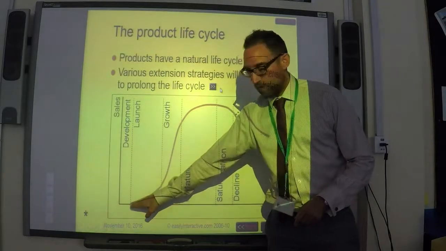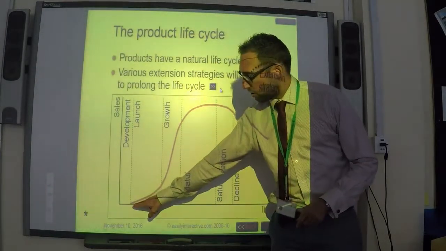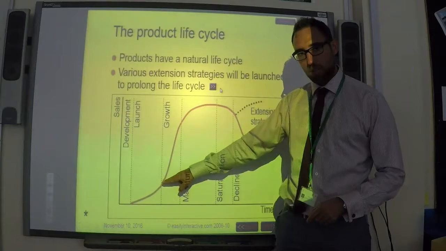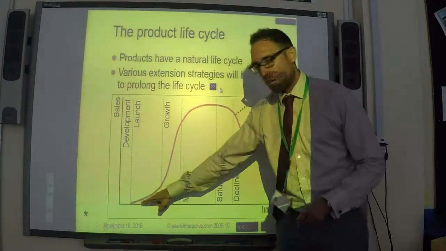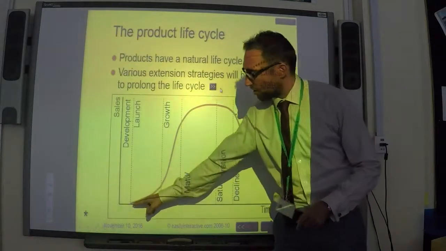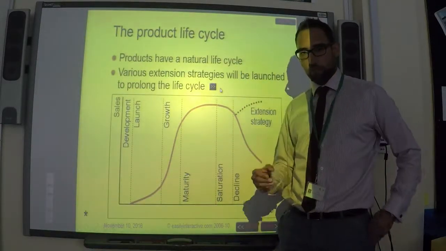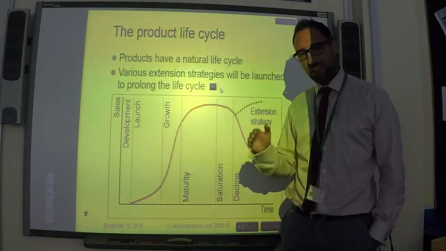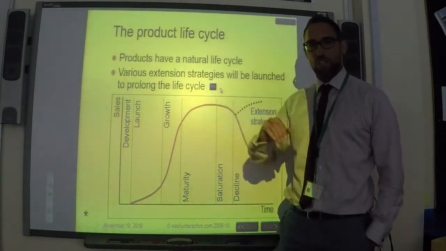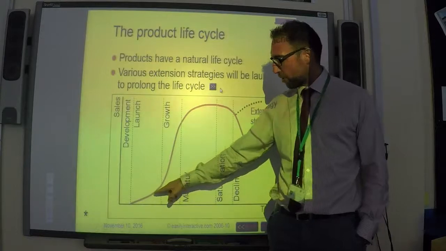So here we have the product being launched, and at launch, as we can see, sales start to increase. So as time goes along, sales start to go up, but sales aren't going up that quickly. Why are sales not going up that quickly? Well, for most products, most people haven't really heard of it yet, so sales are just starting to increase, they're just starting to go up when the product's launched.